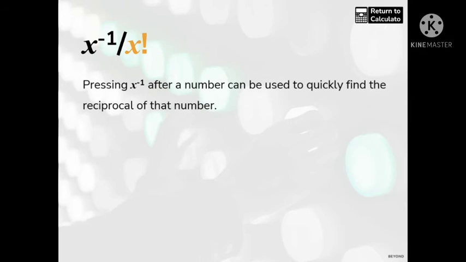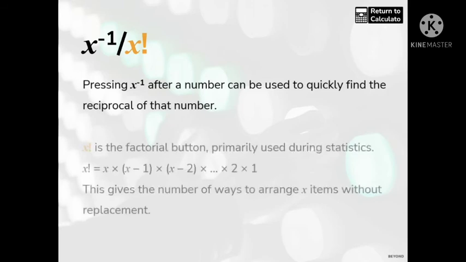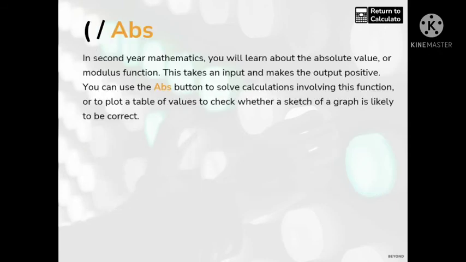X to the minus 1 and x factorial. Well, x to the minus 1 after a number can be used to quickly find the reciprocal of that number. X factorial, primarily used during statistics, so x factorial will be equal to x times x minus 1 times x minus 2 times all the way to 2 times 1. This gives a number of ways to arrange x items without replacement.